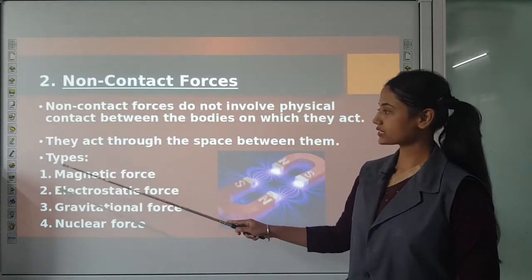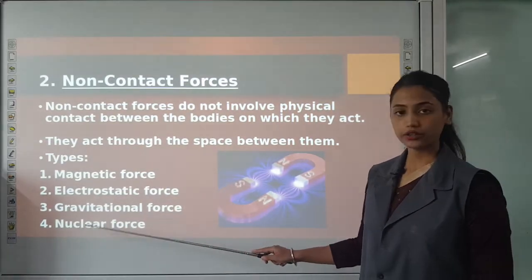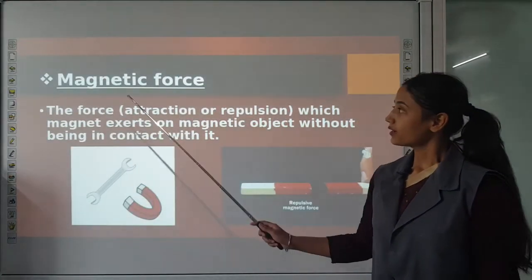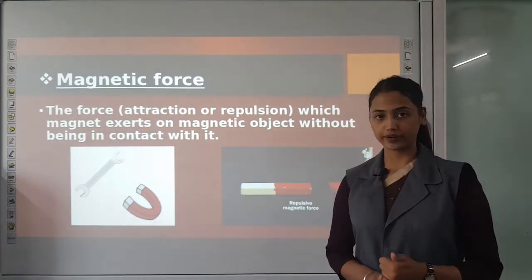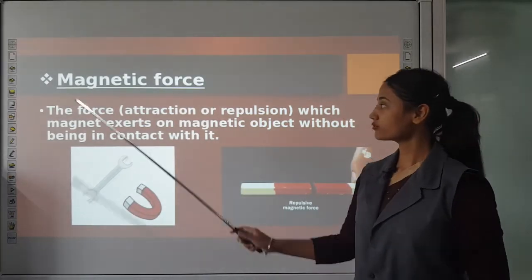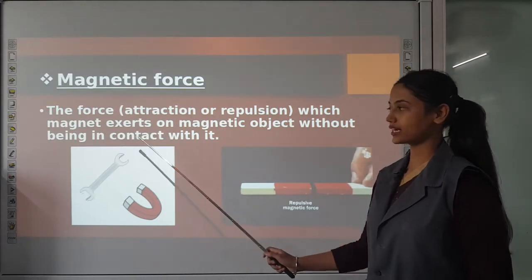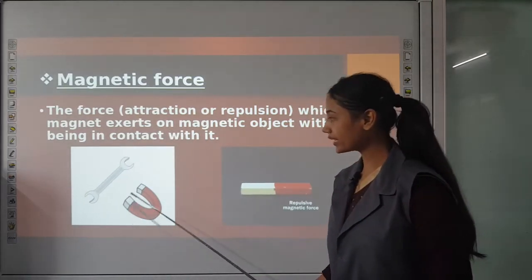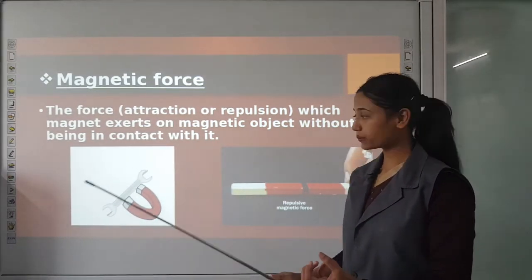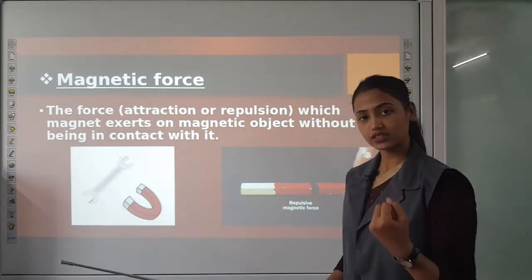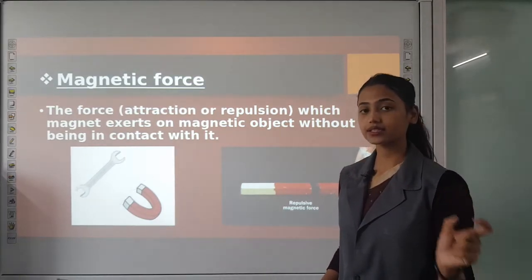Types of non-contact forces are magnetic force, electrostatic force, gravitational force and nuclear force. Magnetic force: you have all played with magnets, so you know the phenomena of attraction and repulsion. It is the force which a magnet exerts on magnetic objects without being in contact with them. When you bring a magnet near a metallic object, do you touch it? No, but the magnet automatically attracts that magnetic object. So it is acting through the space between the magnet and that object.